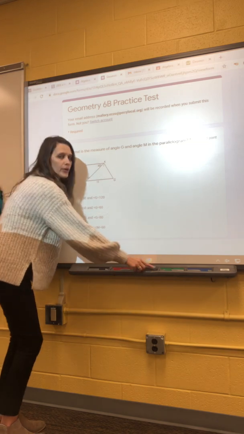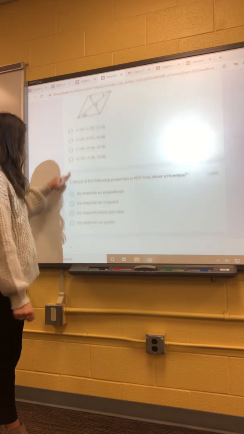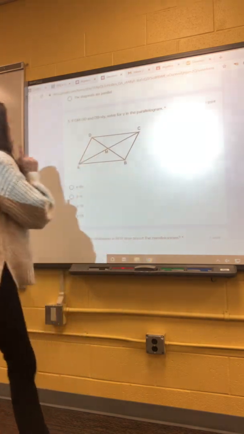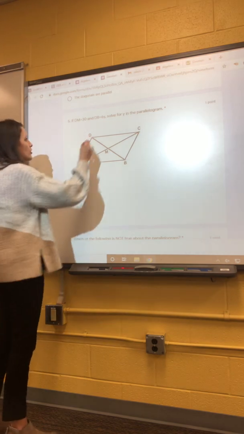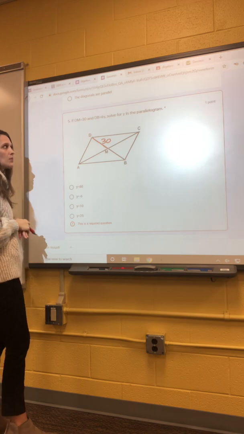Okay, which other one do I want to go over? I wanted to go over number 5 with you. Okay, number 5. There's 2 of these on your test tomorrow. So it says DM is 30, and the entire thing is equal to 6y, and then it says solve for y.